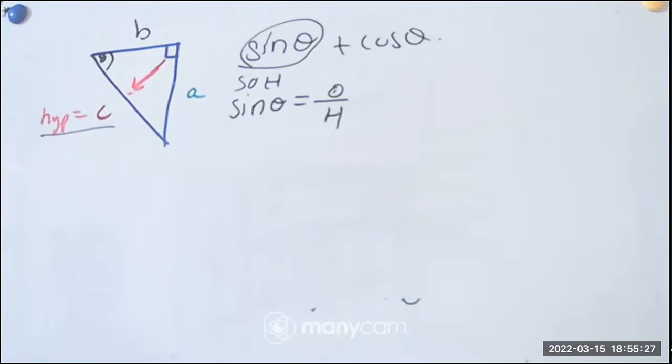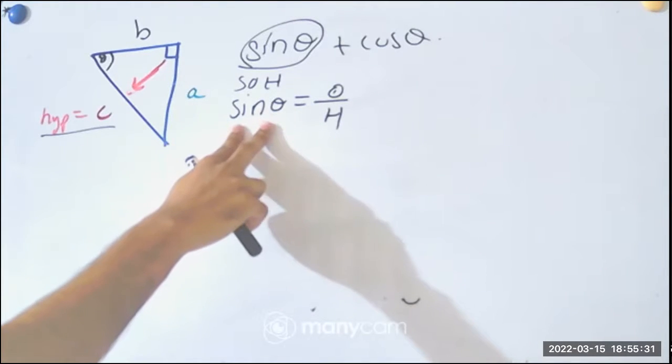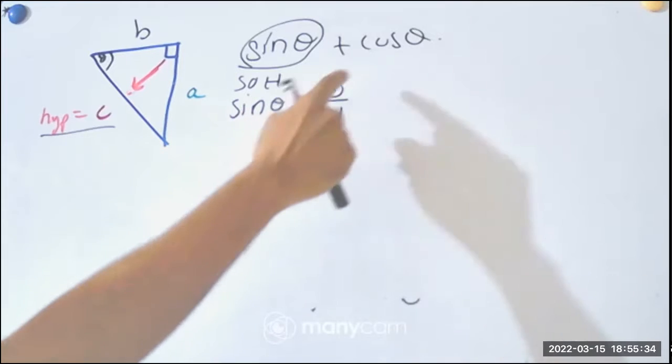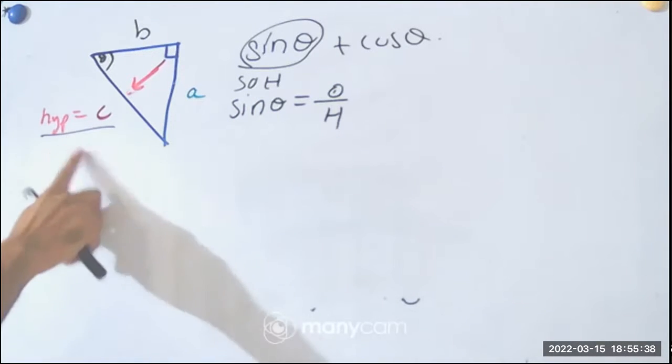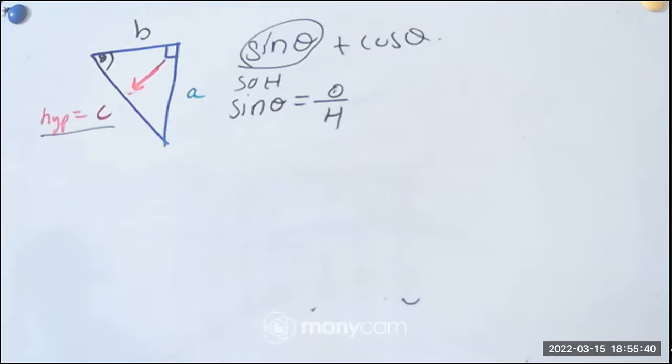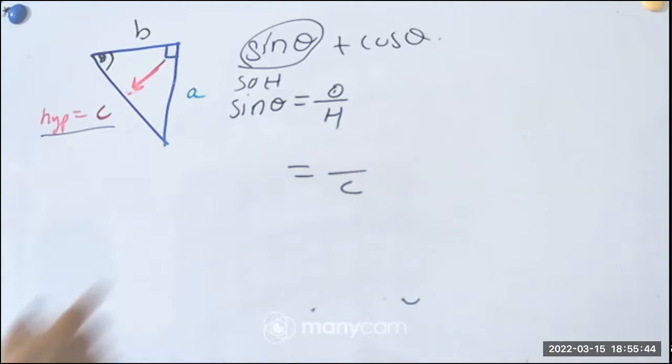Right, so what we need to do is first find sine of theta. Now remember, from the trigonometric ratios, sine theta is opposite over hypotenuse. We know the hypotenuse is C. We know that part already, so I could write that. H, the hypotenuse, would be C.